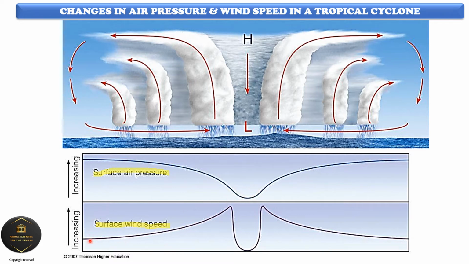We get very weak winds outside the walls of the system. As you go closer to the eye wall, our wind speeds are increasing as our pressure is dropping here at the center of the system. So that's the relationship the two will hold.